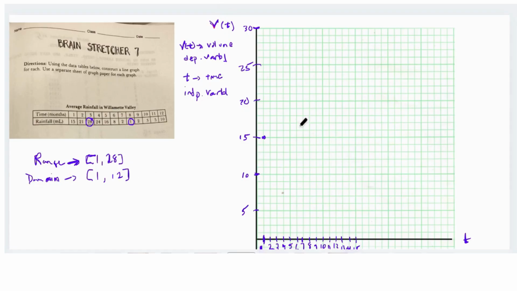All bracketed. 1 and 15, that's right there. And then we got 2 and 21, 3 and 28. Pretty straight line. Um, 4 and 24. And I'm going to pause and get the rest of the dots.